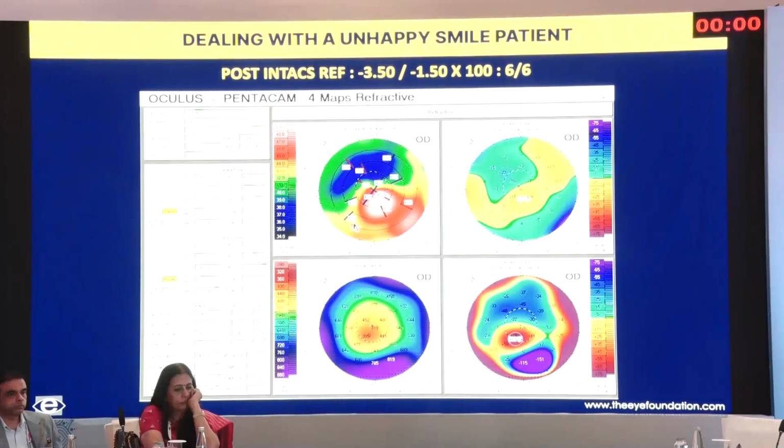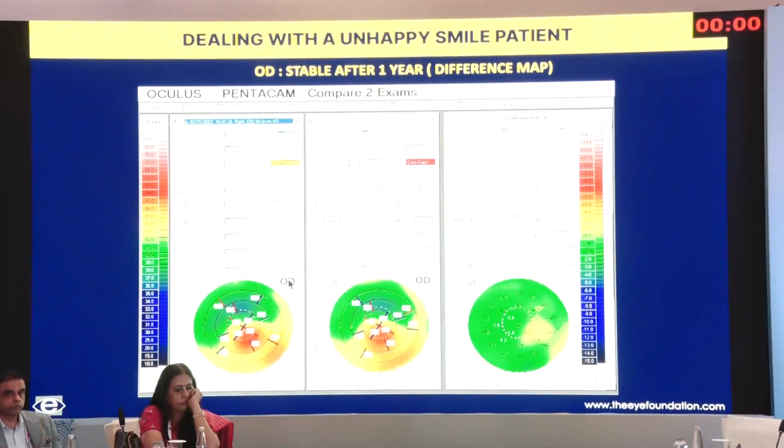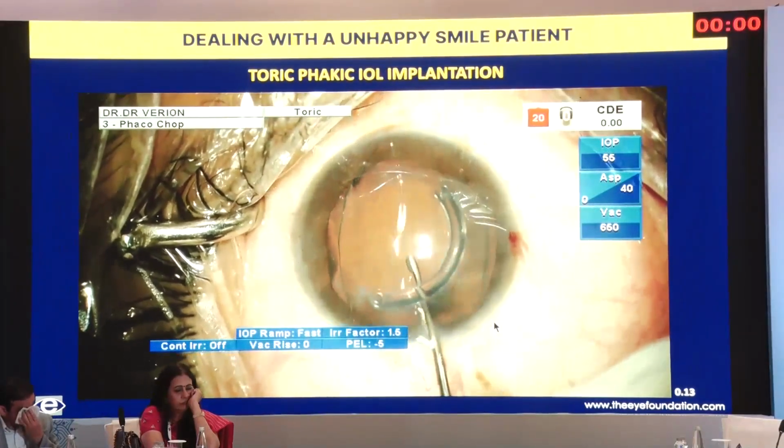And this is what we found, where not only the error came down, but most importantly, the best corrected visual acuity improved to 6/6. It's a more centered cone we have now, and the fact that it was improving with the refractive correction gave us the confidence. And 1 year after the surgery, you can see the follow-up. This was immediately after the INTACS, 6 weeks later. This was 1 year after that. Once we knew that the difference map showed there was no further topographic worsening and the refractive error also remained stable, we went ahead and implanted a toric phakic intraocular lens.